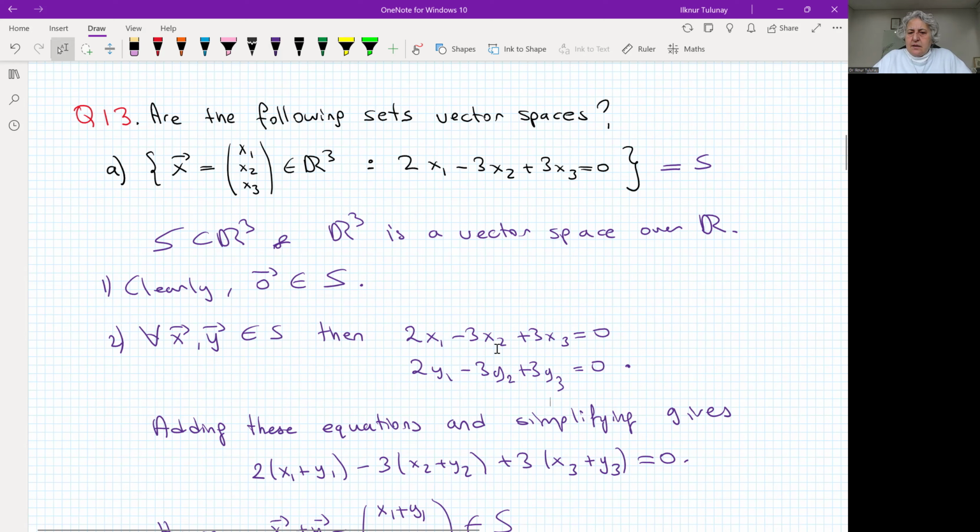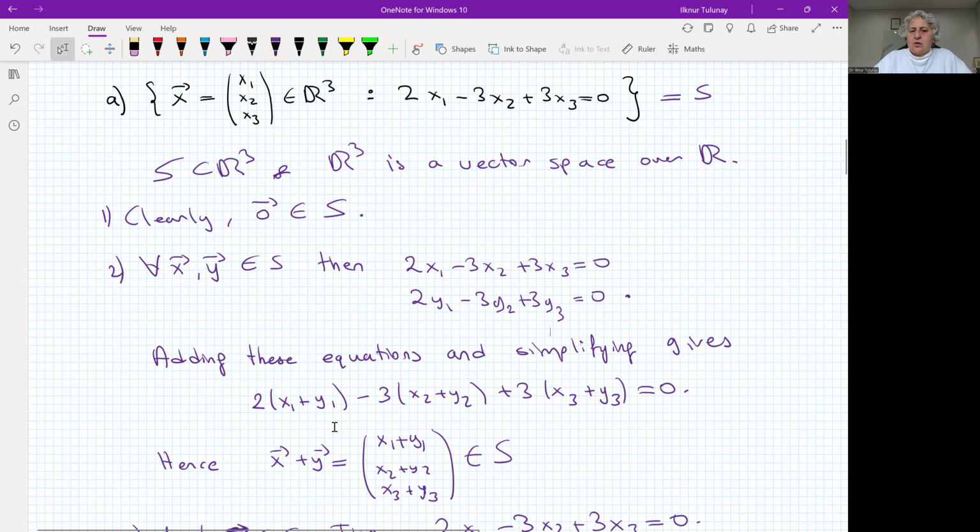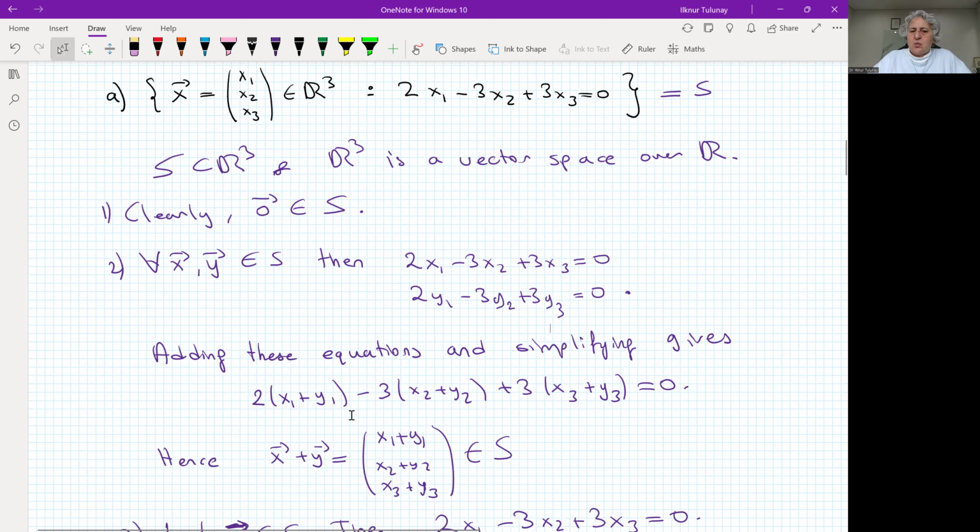So if we add these 2 equations and simplify the equation, collecting the terms, then we will have 2(x1 + y1) minus 3(x2 + y2) plus 3(x3 + y3) is equal to 0. But this equation means that this vector here is in S. So for any 2 vectors, the addition is inside S. S is closed under addition.